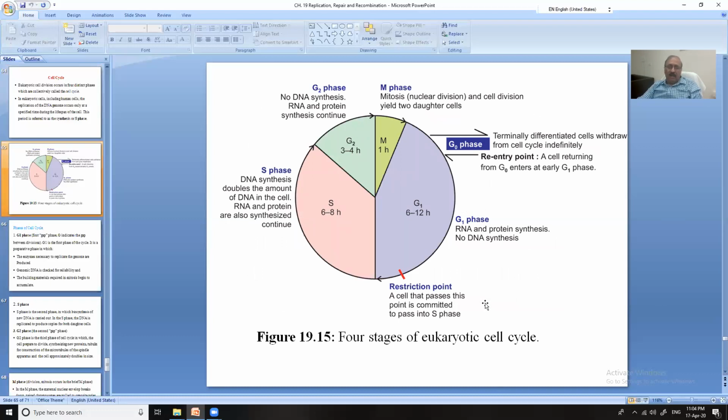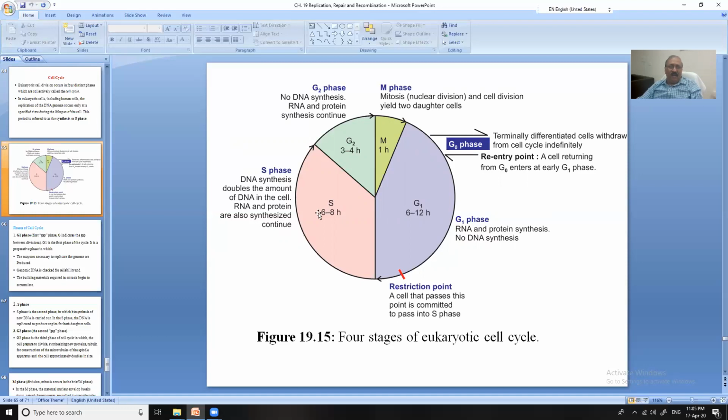These are the 4 stages of the eukaryotic cell cycle: S phase, G2, M and G1. The duration for S is 6 to 8 hours, G2 is 3 to 4 hours, M is 1 hour, and G1 is 6 to 12 hours.